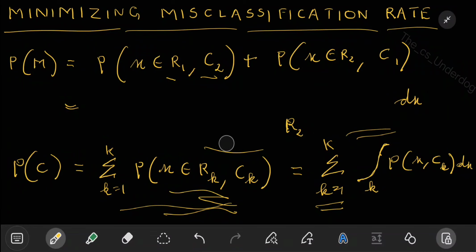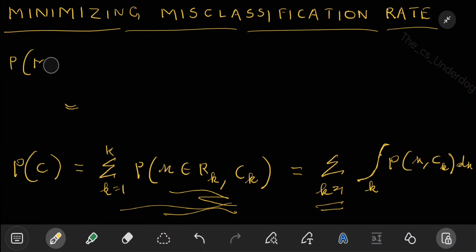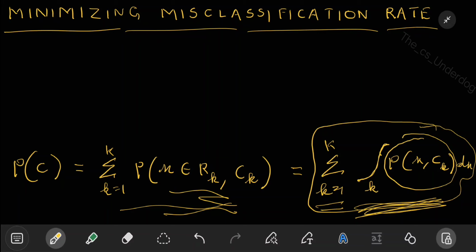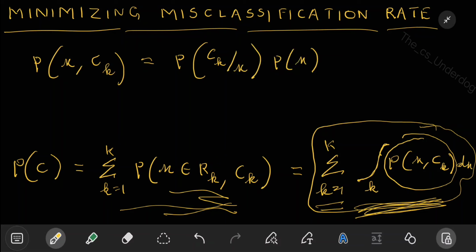I'll rub this off. And this is up to K. Okay, so this time your aim is to increase this value. That is, minimizing misclassification means increasing the right classification. So you have to increase this particular probability. When can you increase this particular probability? When p of x, Ck, this value increases, right? So p of x, Ck has to increase. What is this? This is p of Ck given x into p of x. This is what you have to increase.